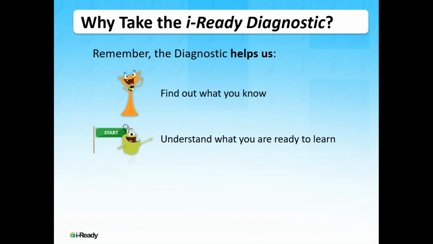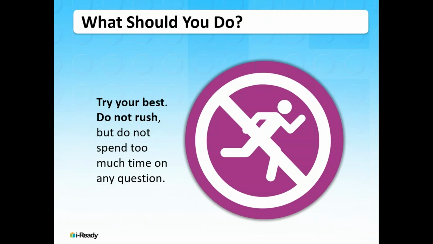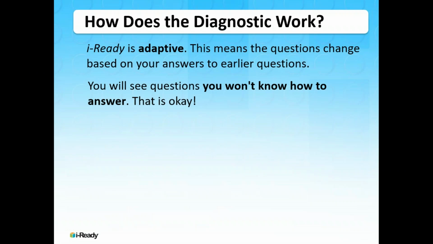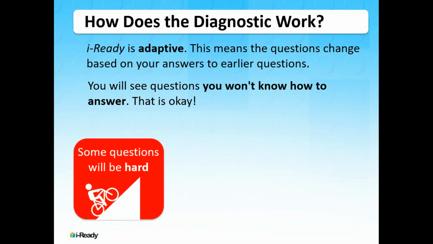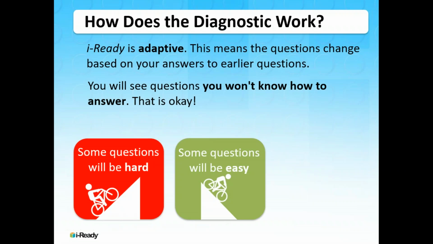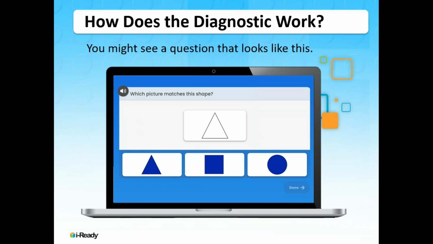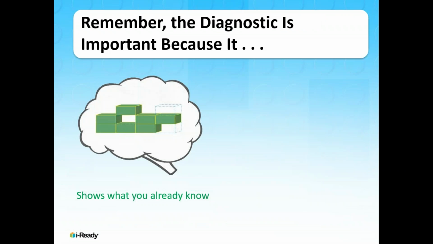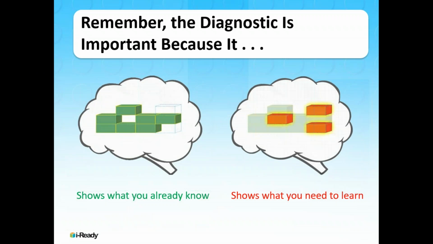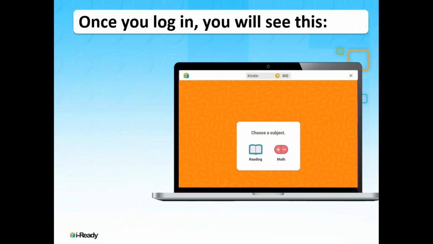I'm just going to go through this really quick. Remind them not to rush. Remind them that it's adaptive and some things are going to be hard, some things are going to be easier, and others are going to be just right, but we just want them to try their best. What their questions might look like, because we're trying to find out what they know and what they need to know, what things I should be teaching them next.